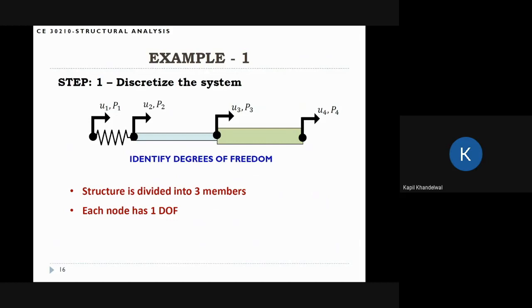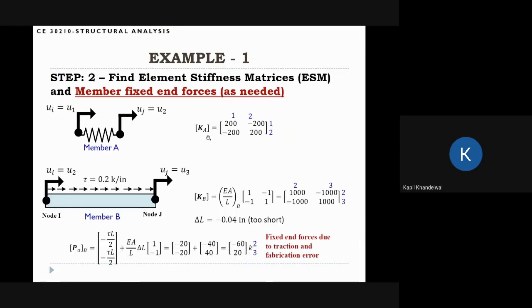And after this, we want to go to the second step and find all the element stiffness matrices and P0 vector for every element. So this is the step where we find the element stiffness matrices and the member fixed end forces as needed. Remember that not every element will have these fixed end forces.